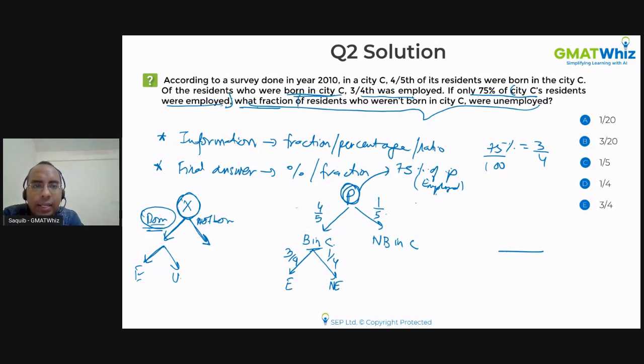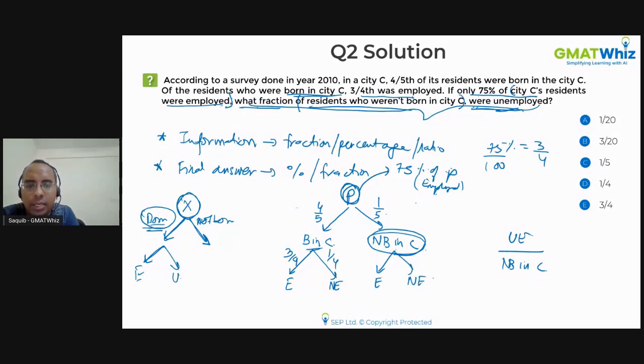What fraction of residents who weren't born in C? So now they're talking about people who are not born in C. So not born in C were unemployed. So I'm looking for number of people, the fraction out of this. Now fraction of something means that needs to come in the denominator, and of that fraction we are looking how many are unemployed. So basically this also gets divided into employed and not employed, and I'm looking for this only. What is the ratio of, let me write it as unemployed here. We are looking for UE by N, not NB in C, not born in C. This is what we are looking for. If you make a mistake here, most of you will end up marking answer as either A or B. That's a 99% chance that you will do it.